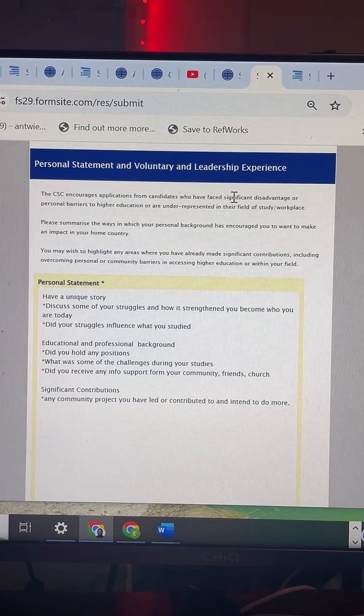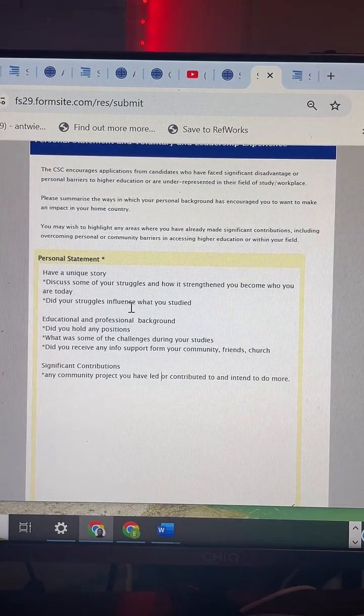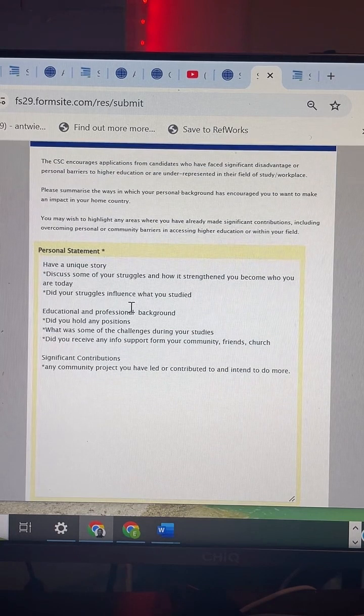So your personal statement, just as it's been stated here, the CSC encourages applications from candidates who have faced significant disadvantages or personal barriers to higher education. So what you need to do is at least mention the struggles that you've been through, tell your story, have a unique story. Everyone has a unique story. So it's time for you to share yours as well. Let it be unique such that whoever is reading that will know that although you've gone through all the struggles, you've been able to come out victorious.